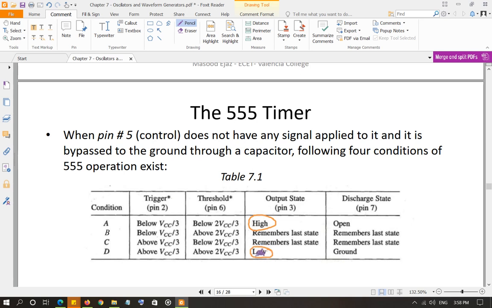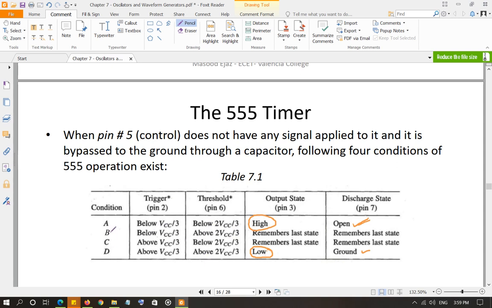So the upper comparator output is high, and the lower comparator output is low. Then the output of the IC is going to be low. And based on the status of pin number 3, the discharge pin, pin number 7, if the output is high, it becomes open circuit, right? So no current will go in there. And if the output is low, it becomes grounded.